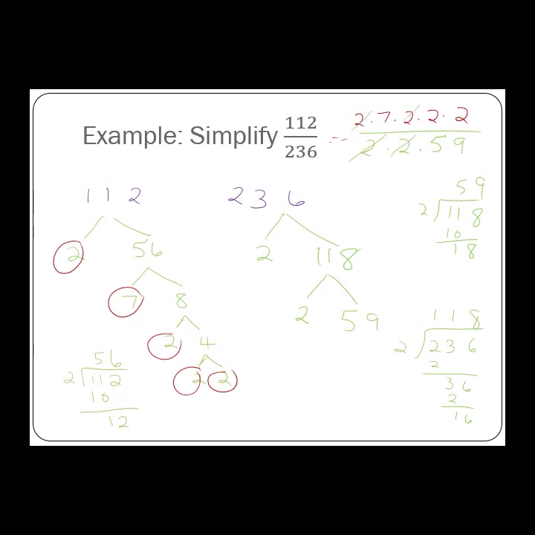I can cancel out the 2's, and on the top I have 7 times 2 times 2, which is 28 over 59.